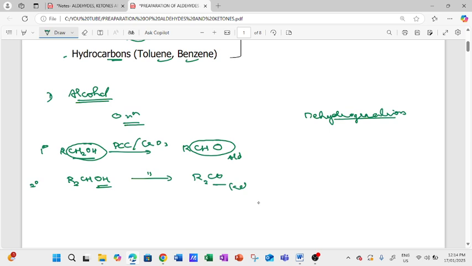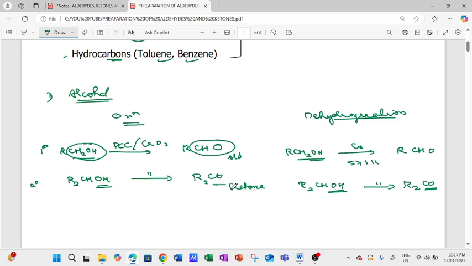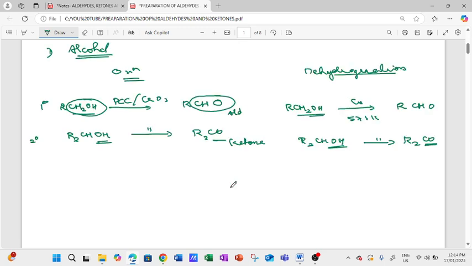Similarly, the same conversion can be done by using another reagent, that is copper powder at a temperature of 573 K. They are also the same: CH2OH will change to CHO, aldehyde. Secondary alcohol R2CHOH will change into R2CO, that is ketone, by using the same reagent. So two methods. Remember what is in the beginning, what it is changing into, and what reagent we are using.